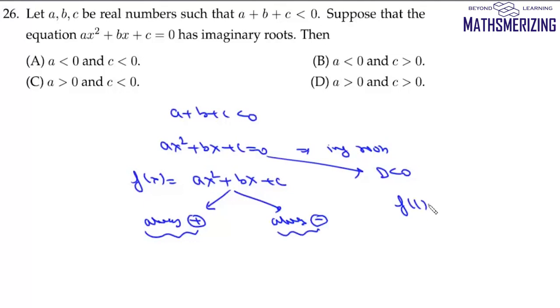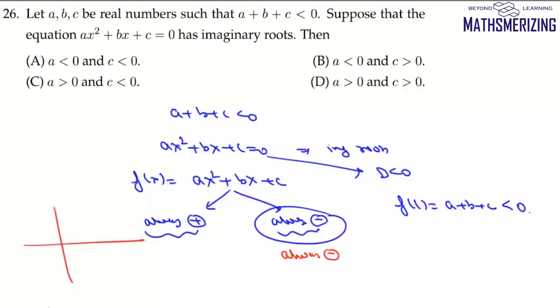Now if we put x as 1, we'll get f(1), and f(1) will be a plus b plus c, and it is given that a plus b plus c is less than 0. So that means at 1, this value is negative. If it is negative at one place, it has to be always negative. So this function f(x) will be always negative. If the function is always negative, in that case it will be simply a parabola opening downwards. And if it is a parabola opening downwards, the value of a is less than 0, and the value of this function at 0, f(0), which is c, will also be less than 0. So the correct option is a less than 0 and c less than 0, and that's your option A.